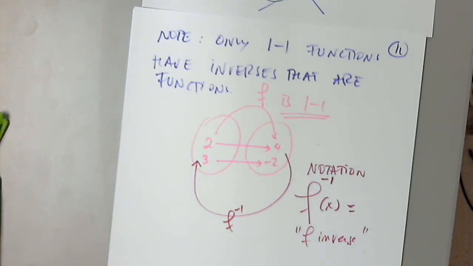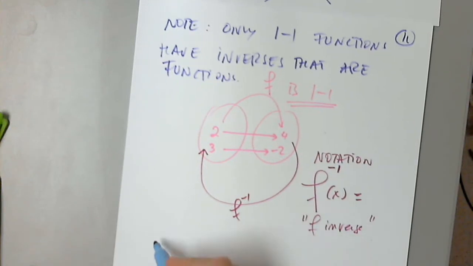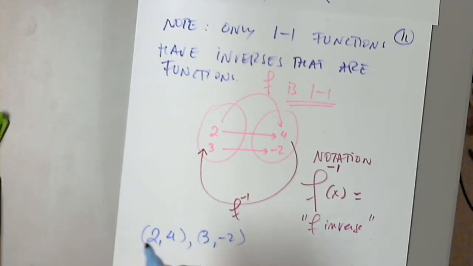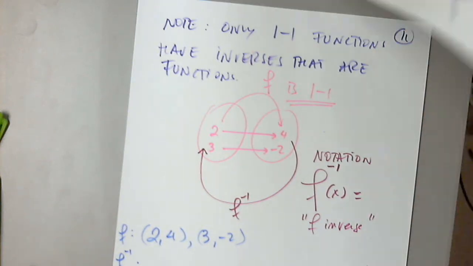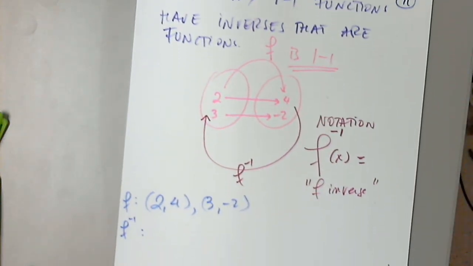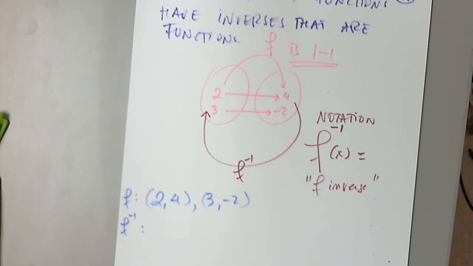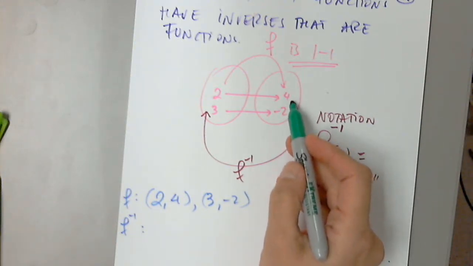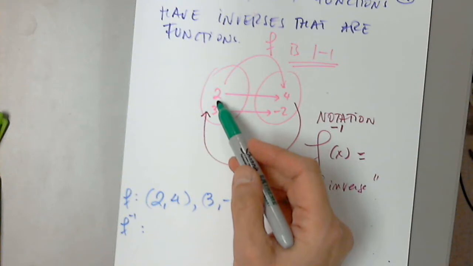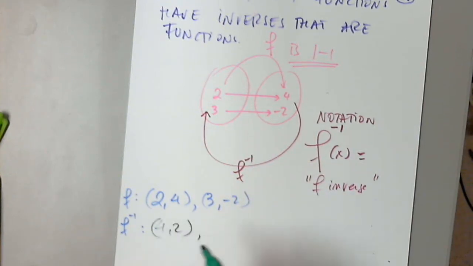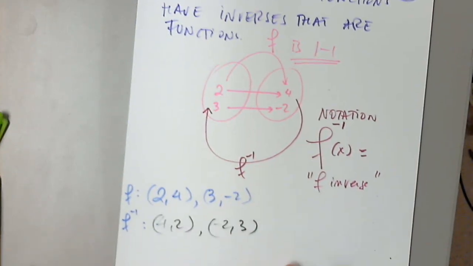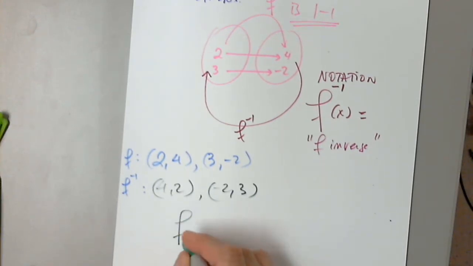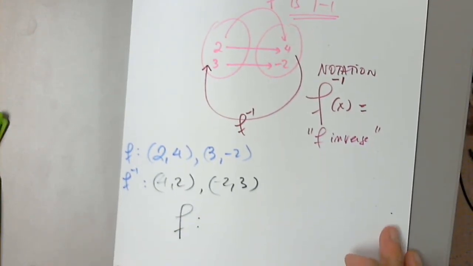Here's my question for you. If function f has the points (2, 4) and (3, -2), so these are for function f, can anyone tell us what the ordered pairs for function f inverse are? Of course, 4 becomes the x for f inverse, and y becomes the y. So this will be (4, 2), and this will be (-2, 3).